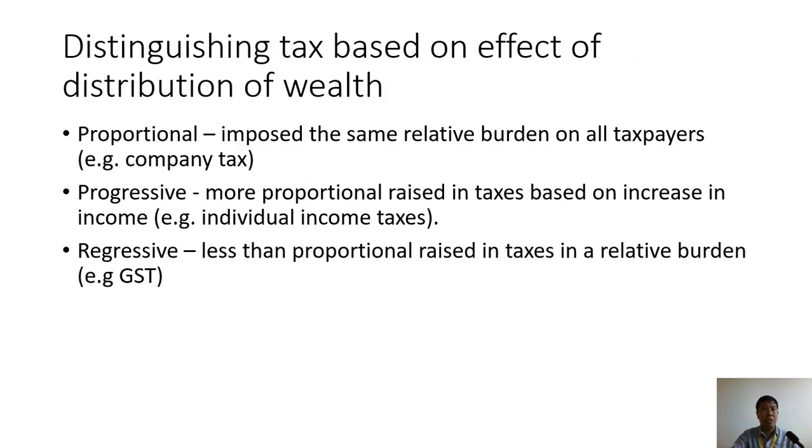So in distinguishing tax base on effect of distribution of wealth, we have three types. Proportional, so it means that you are imposing the same relative burden to all taxpayers. Progressive, as I mentioned a while ago, the more you earn or the higher you earn, the higher the tax that you need to pay. Regressive is less than proportional raise in tax in a relative burden. The example will be GST.